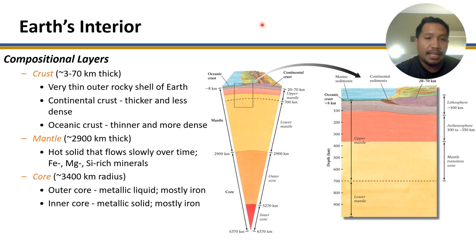And the density and the composition of the crust vary depending on whether it is continental crust or oceanic crust. So continental crust is thicker and less dense than the oceanic crust. So this is because continental crust is made up of older, more weathered rocks, while oceanic crust is made up of younger and more mafic rocks.